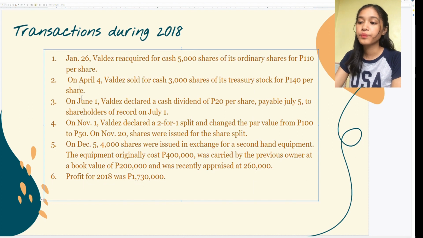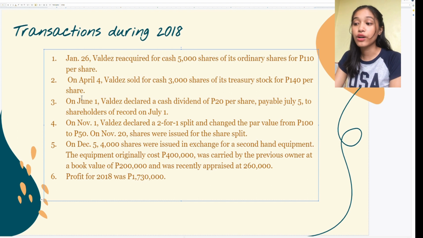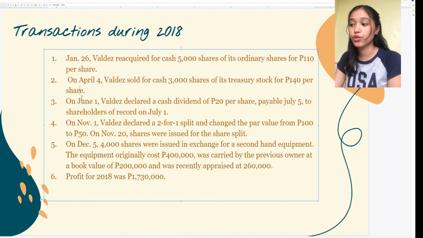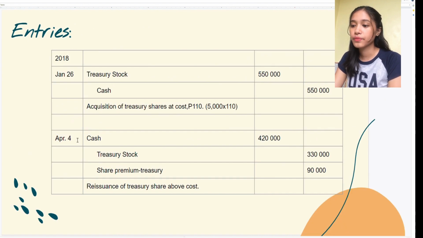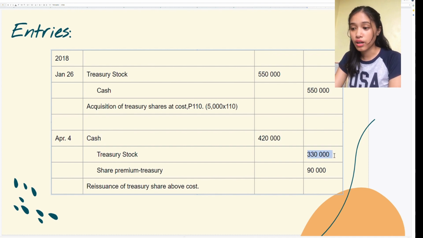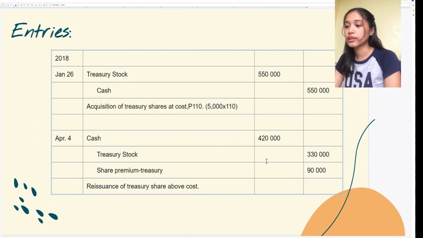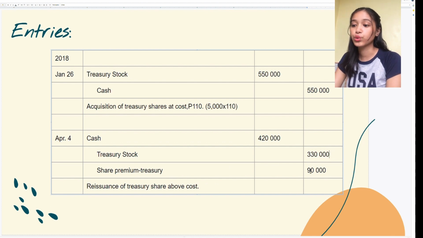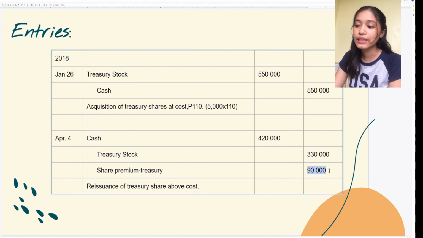On April 4, Valdez sold for cash 3,000 shares of its treasury stock for 140 pesos per share. To record this, we will debit cash for 420,000 and credit treasury stock at cost for 330,000 pesos. The excess will go to share premium treasury for 90,000 pesos. And the explanation is reissuance of treasury shares above cost.